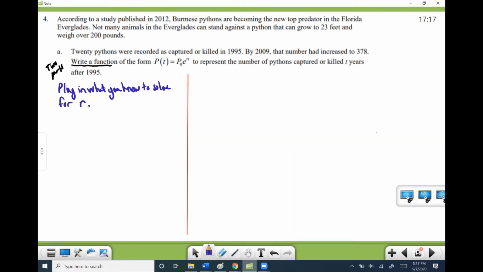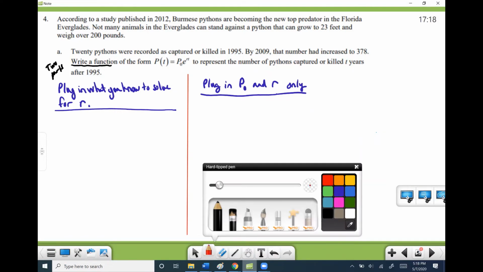Okay. Then the second time around, once you get that, you're going to plug in P naught and R, and that's it. You're going to leave T as a variable and leave P of T as a variable. Okay, and we'll talk about why in a second. I think once we do it, you might see. Okay, so done. Plug in what you know. Well, let's go through here and read this.